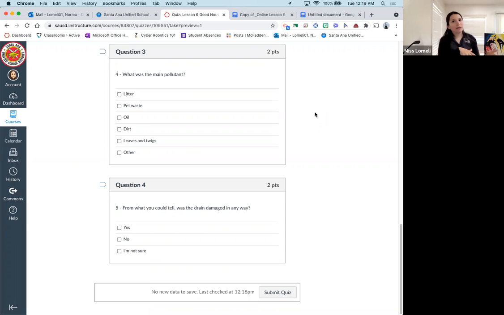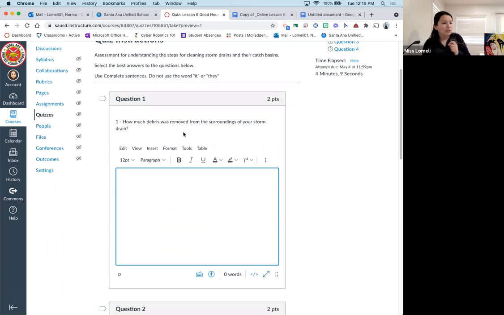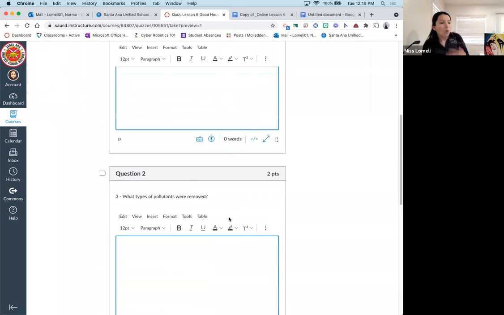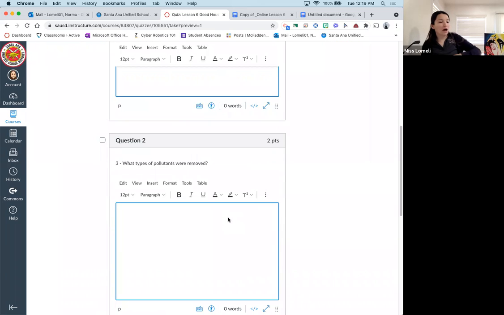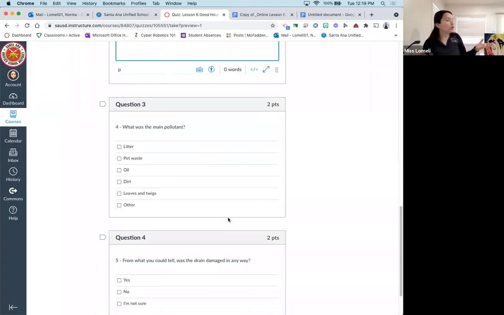So if your drain's perfectly clean, that does not mean that you cannot do this assignment. You would be reading the questions a little bit differently. Like, how much debris was removed? What would be the debris that you would be removing? What do you think would be the number one pollutant? So looking at the environment, would it be the oil? If it's near a park, would it be the dog poop? Would it be near a school? Would it be litter? So you're doing a hypothetical because your storm drain is clean.